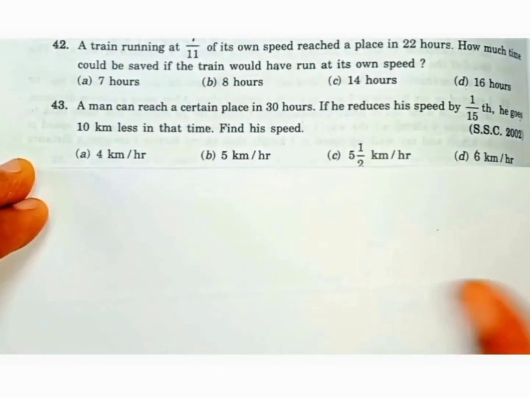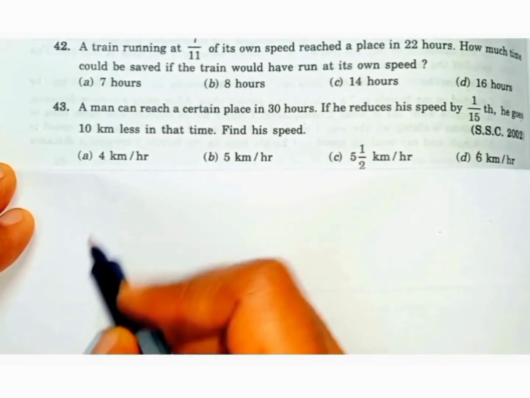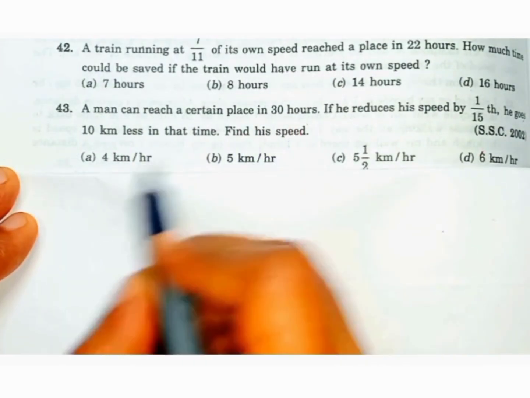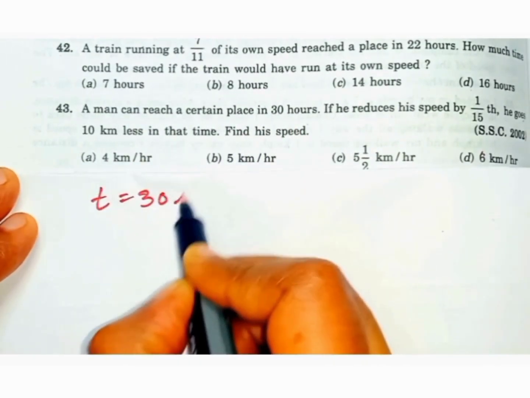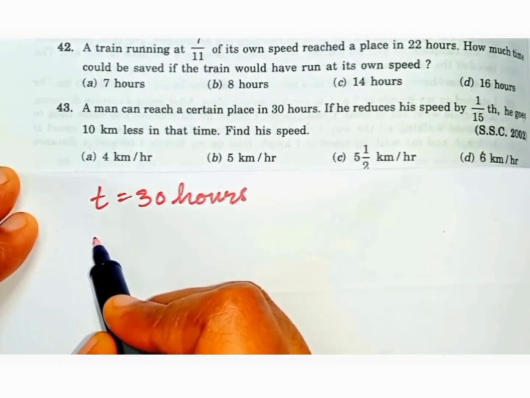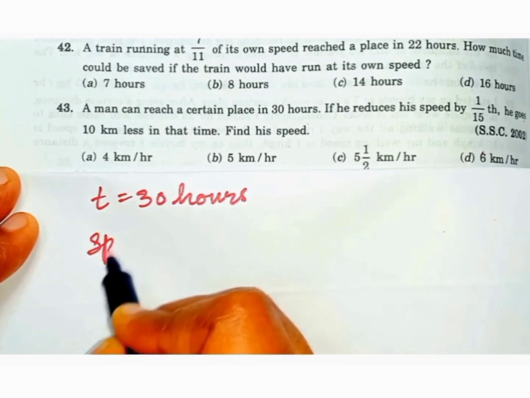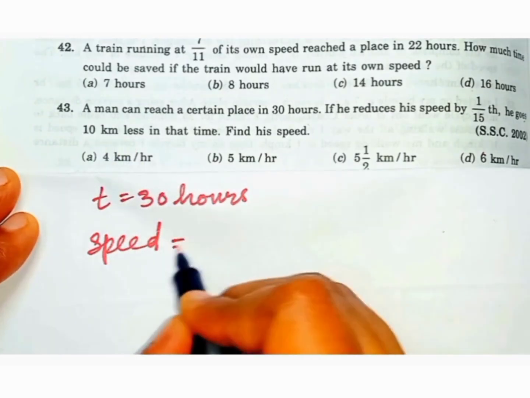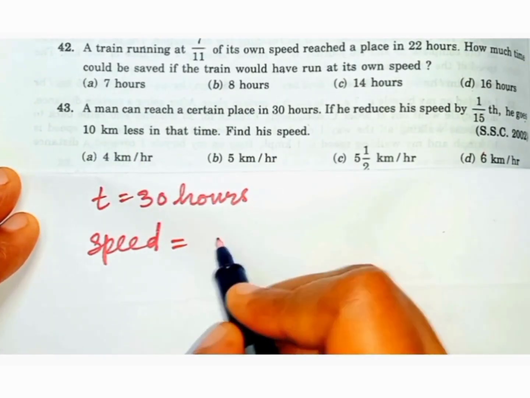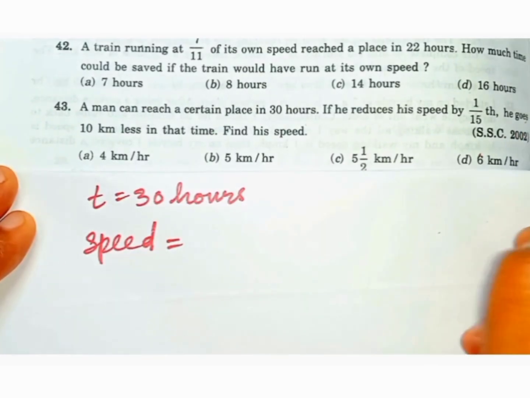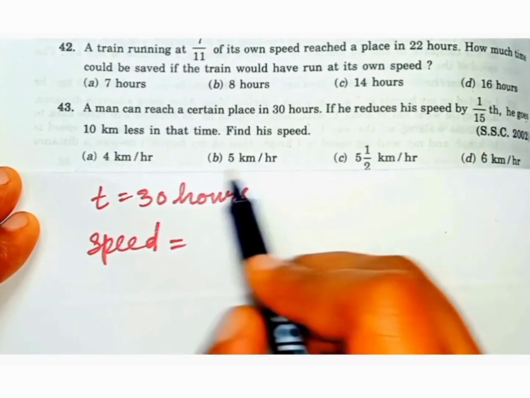See, so what is the information given? He can reach a certain place in 30 hours. So time is 30 hours. What is the speed? We don't know what is the speed. Since they are involving distance too, we will try to take distance as x, because they are giving in another reference that he goes 10 km less in that time.